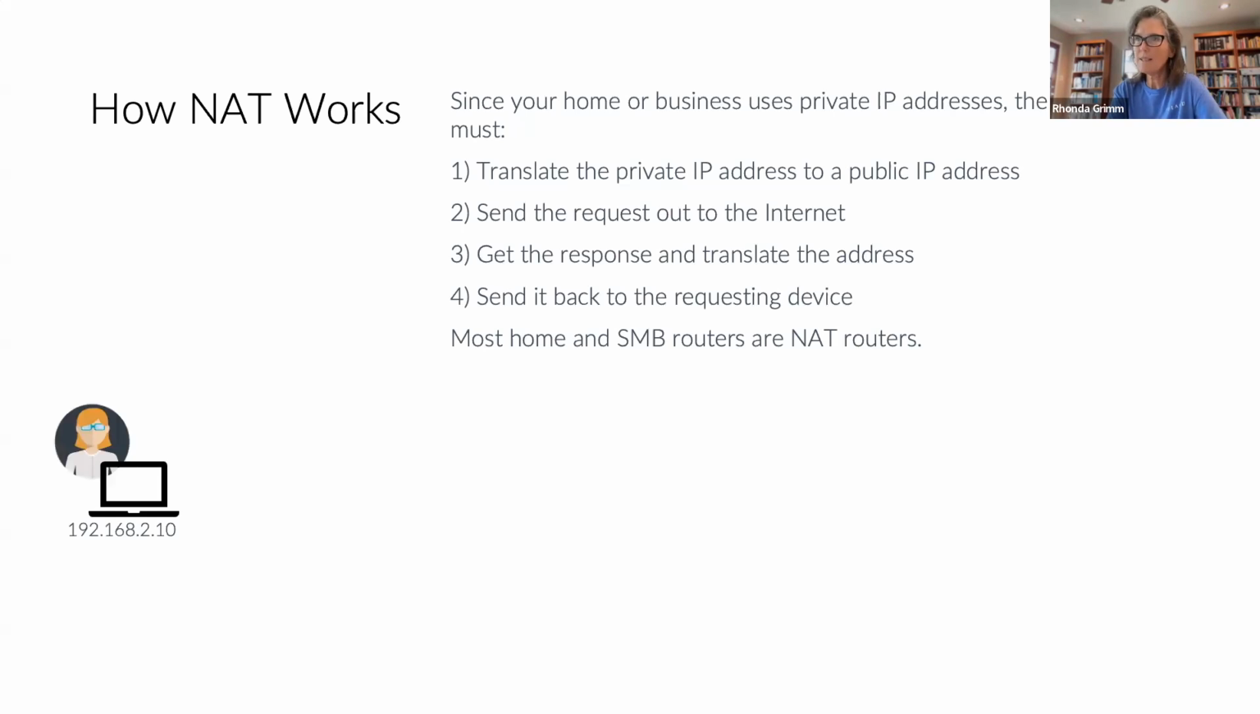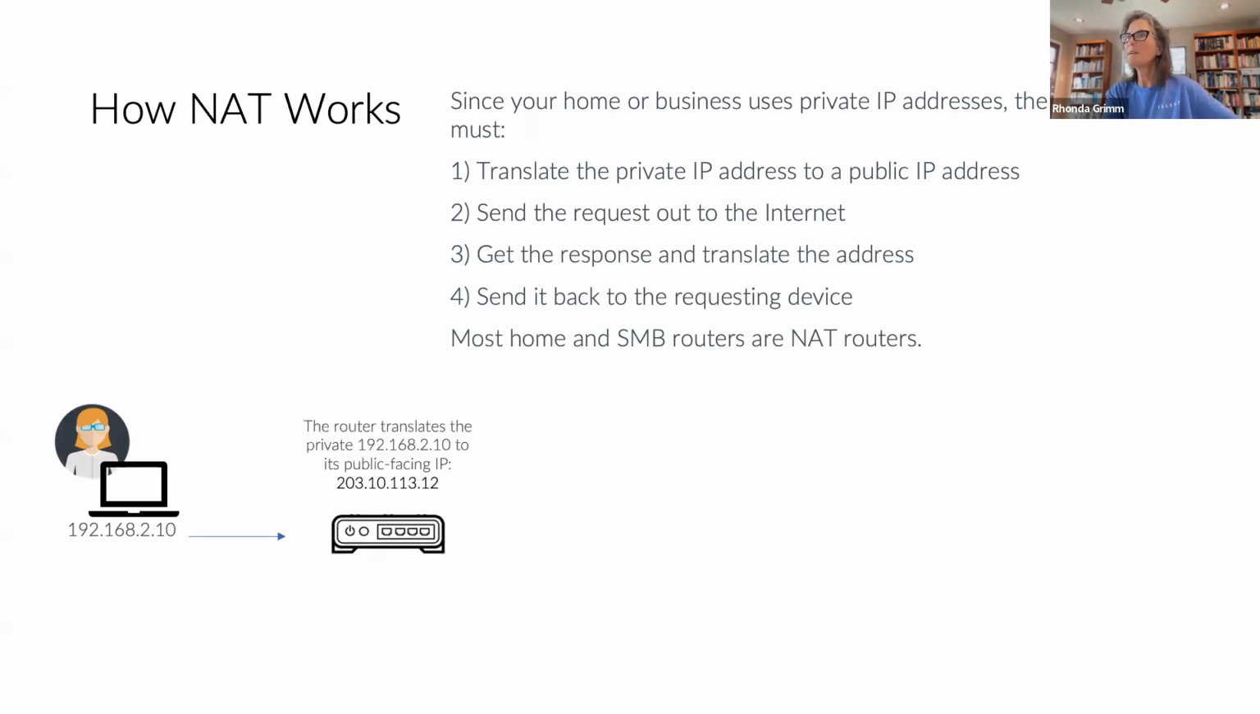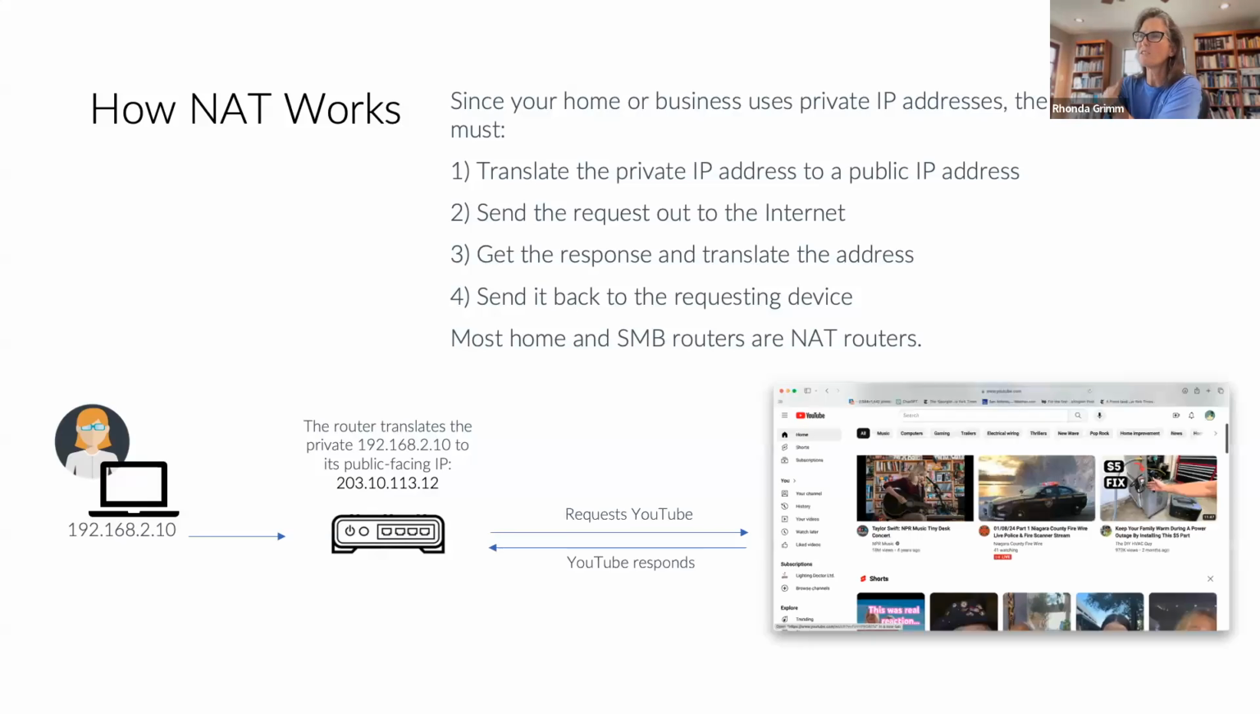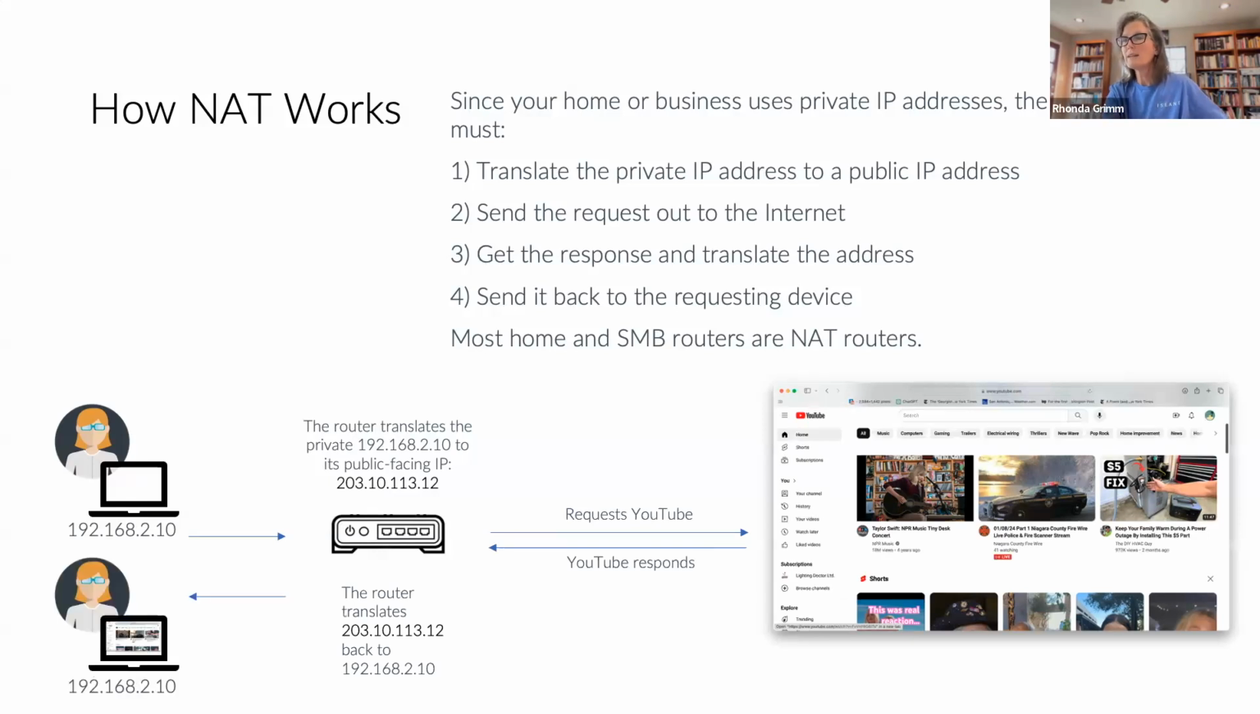So let's take Alice. She is at 192.168.2 and her laptop has a host address of 10. So the router translates that private IP to a public facing 203.10.113.12, sends the request to YouTube. YouTube says, sure, let me give you my page back. The router then translates that back to Alice's device. So she gets her YouTube page.